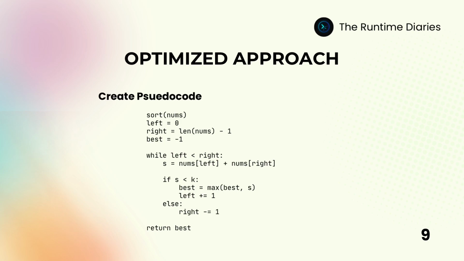If the sum is less than k, you update best to be the maximum of best and the sum, and then you move left rightward by 1. Otherwise, you move right leftward by 1. After the loop exits, you return best. It's elegant because everything is conditioned on a single comparison. Is the sum less than k or not?